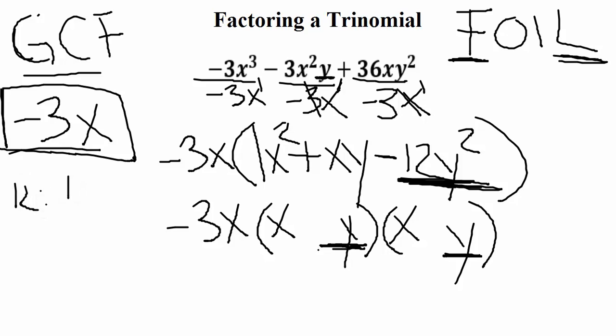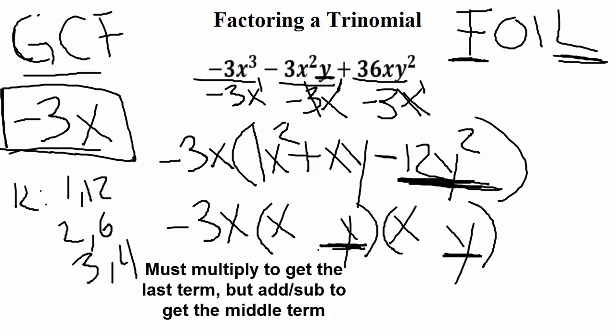In order to get 12, a 1 times a 12 would work, a 2 times a 6, or a 3 times a 4. What we're looking for is the combination that multiplies to get our last term, but adds or subtracts to get this middle term, this middle coefficient. Our middle coefficient is 1. So out of these three combinations of factors, which one would add or subtract to get a 1?